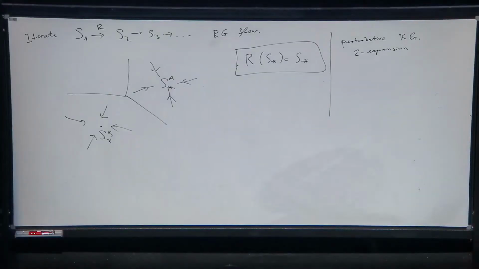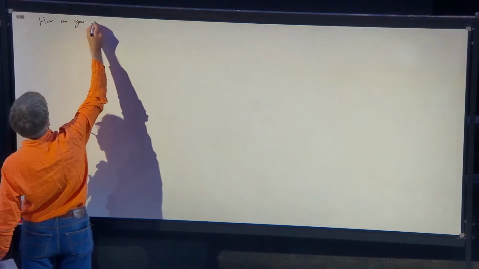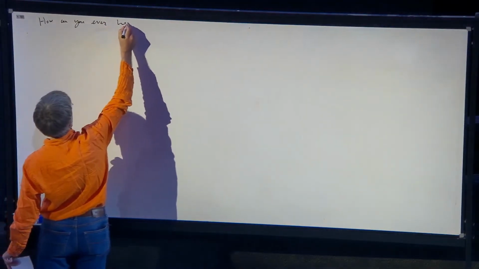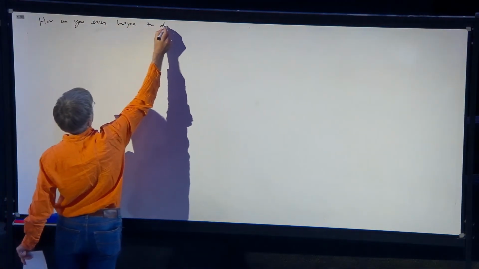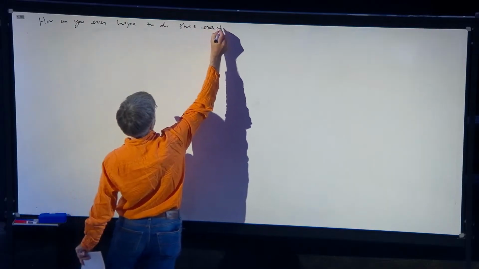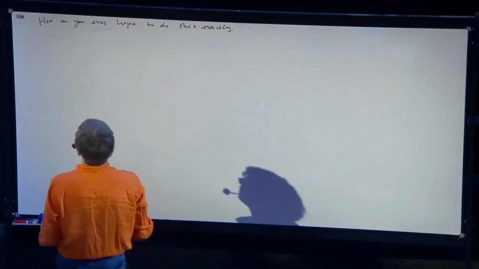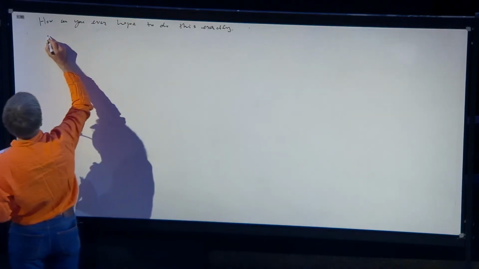So okay, we have this, so now the next task is how can you ever hope to do this exactly? Isn't this exactness a misnomer, right? You say it's exact, but then you have to truncate. So what are you supposed to do?